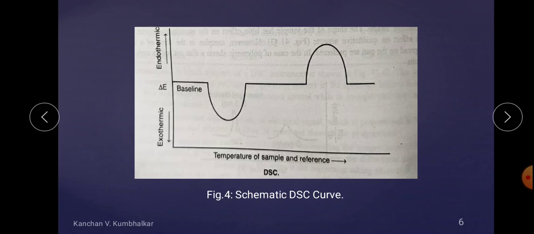Basically in a DSC curve, we compare delta E versus the temperature of sample and reference, and we observe two types of bulges and one plain plateau. The bulges indicate either endothermic or exothermic reactions. If the delta E value is negative, it indicates that an exothermic reaction occurred, and if delta E is positive, it indicates an endothermic reaction of the sample. So this is a particular DSC curve.